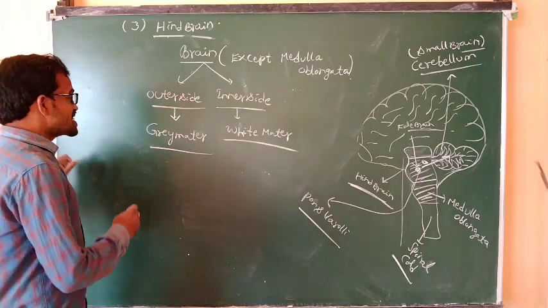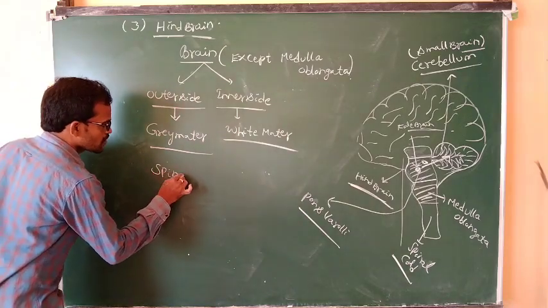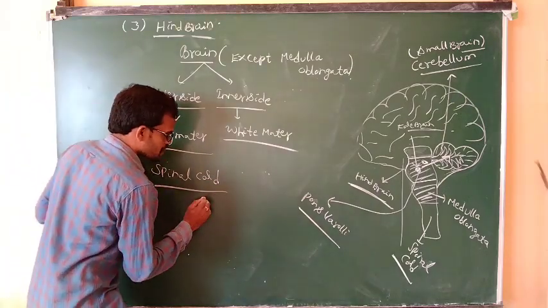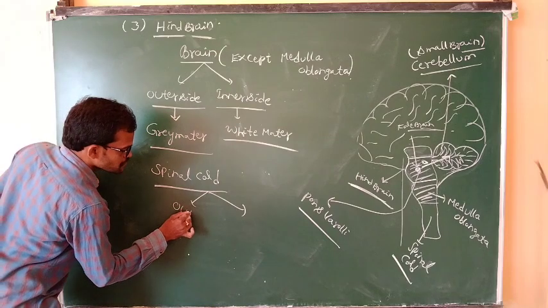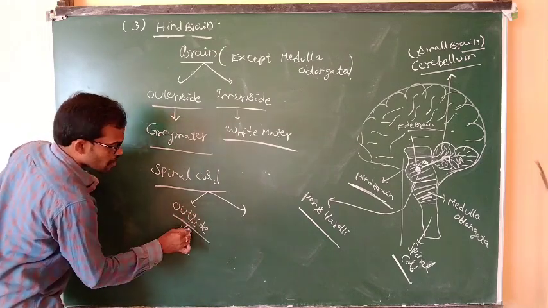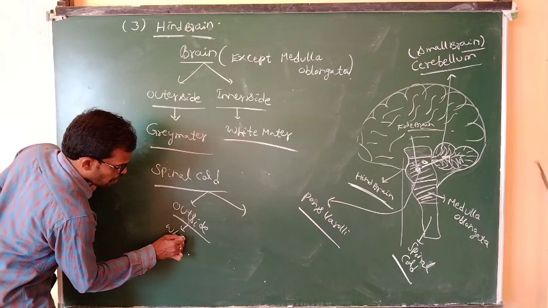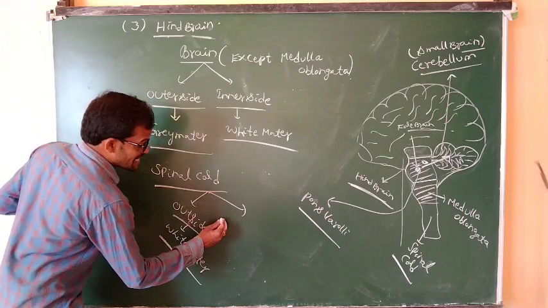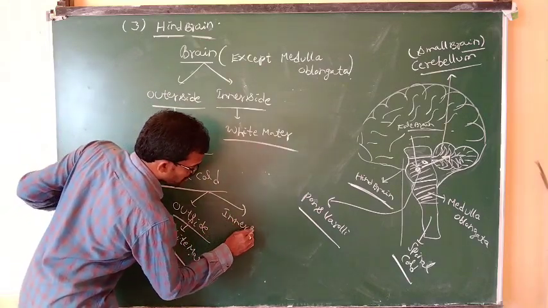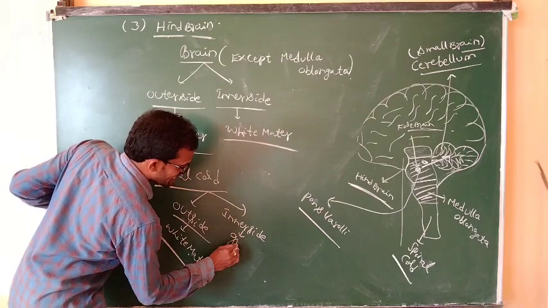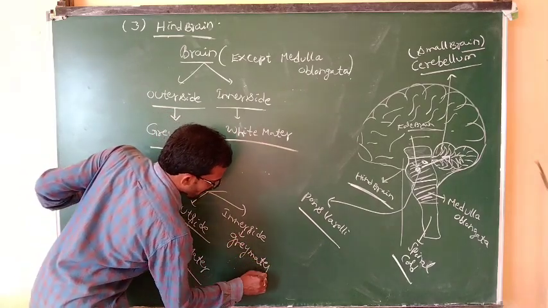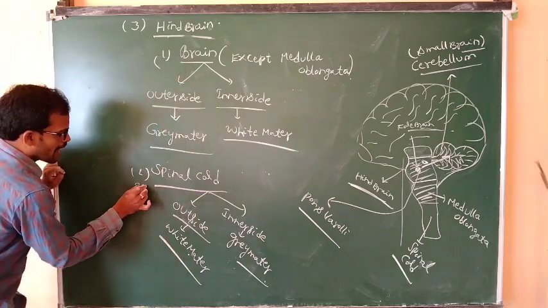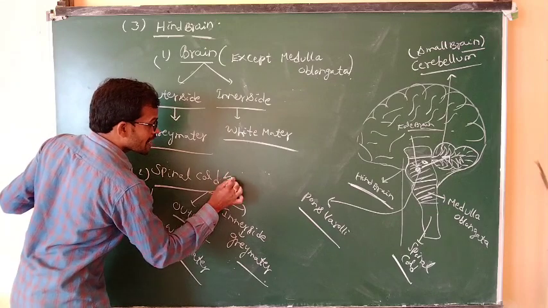And if you observe the spinal cord, outside of the spinal cord it consists of white matter. The inside, the inner side of the spinal cord, consists of gray matter. The spinal cord and medulla oblongata.